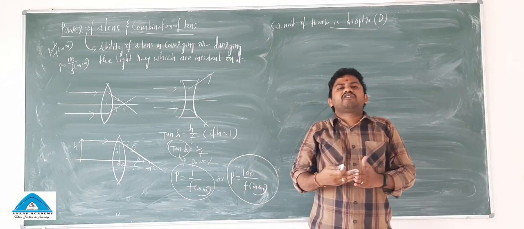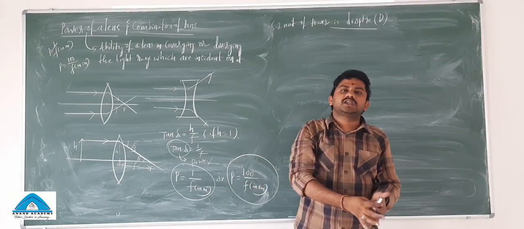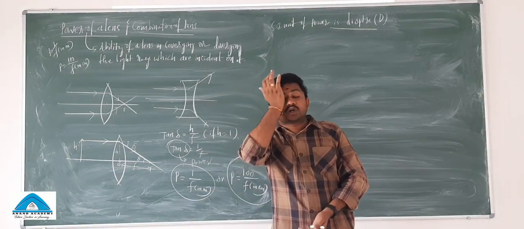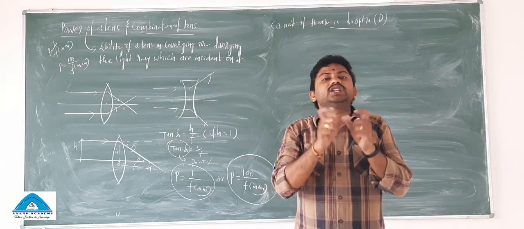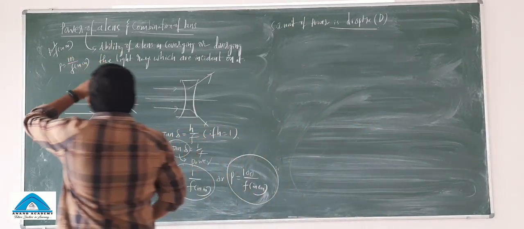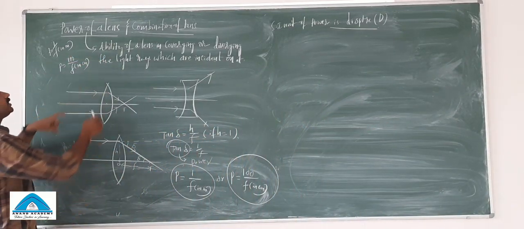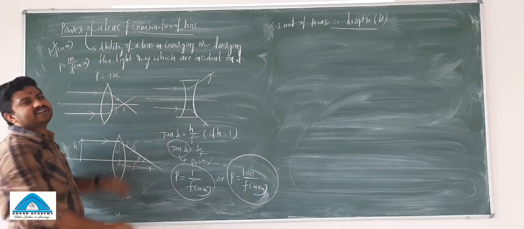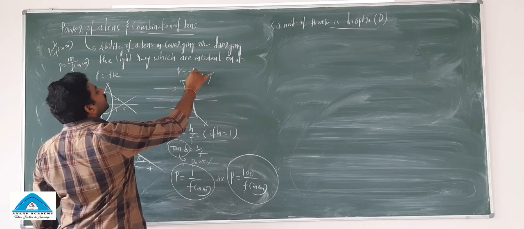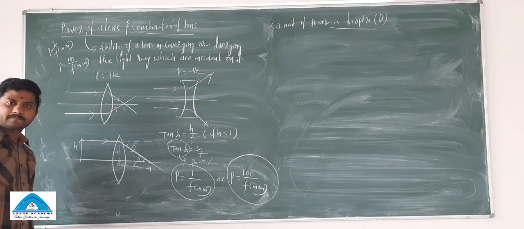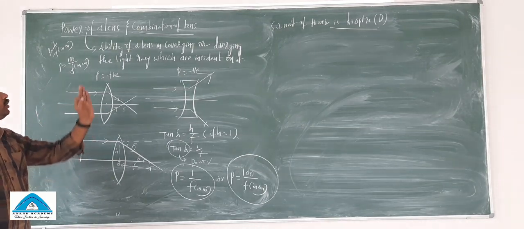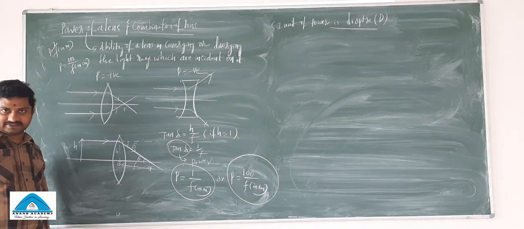According to the nature of diverging or converging, power of a lens can be positive or negative, right? So this is according to the sign convention. If the lens is having a converging nature, its power will be positive. If a lens is having diverging nature, its power will be negative. This is about the basic introduction and importance of the power of a lens.